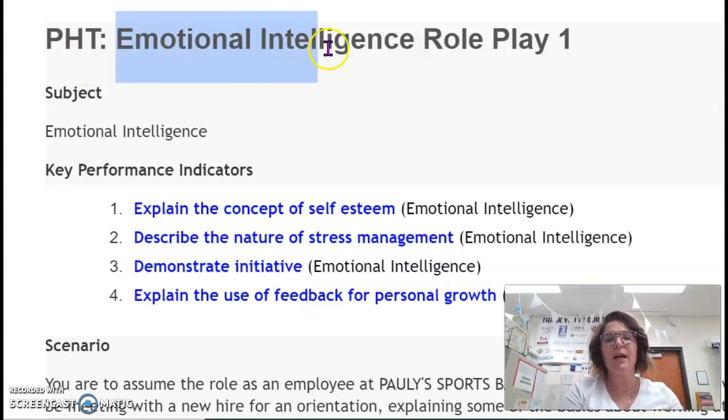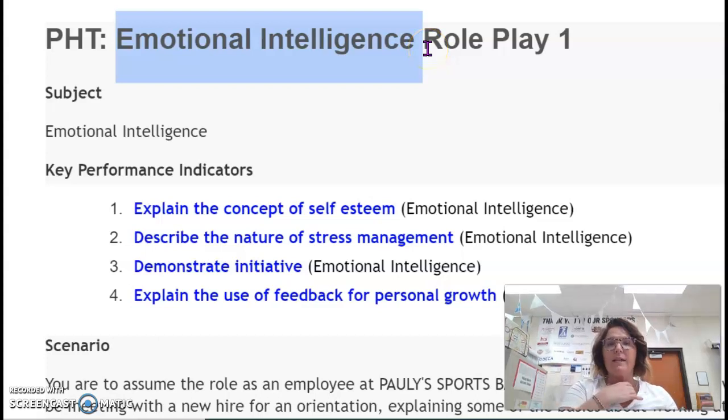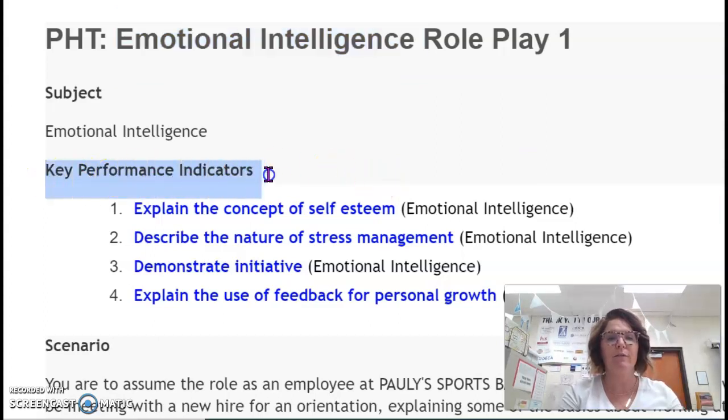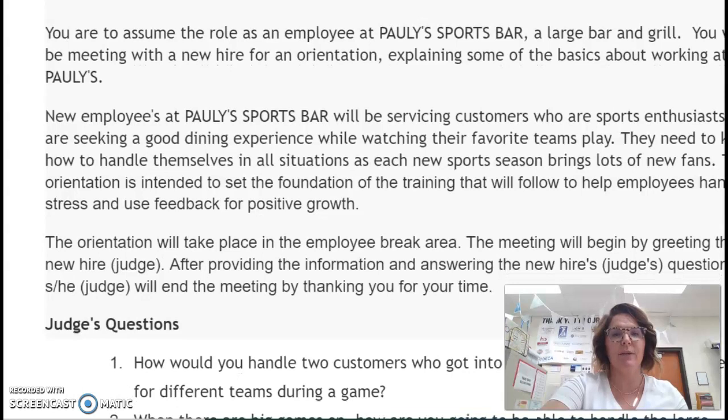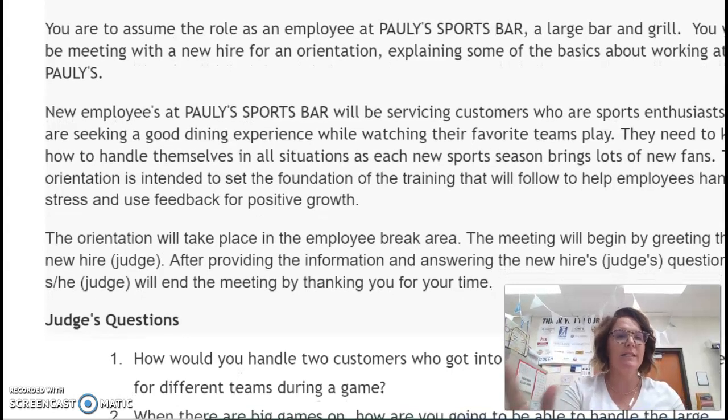And then it also will tell you that your role play is going to be on the topic of emotional intelligence. We talked about those performance indicators. So we've got 4 of them right here. They happen to be in blue, talking about self-esteem, stress management, demonstrating initiative, and personal growth. I would say you're probably pretty familiar with what those topics are. I would then come on down and take a look at the scenario. So I'm going to read the scenario. It's not very long. You're going to do that on your own.